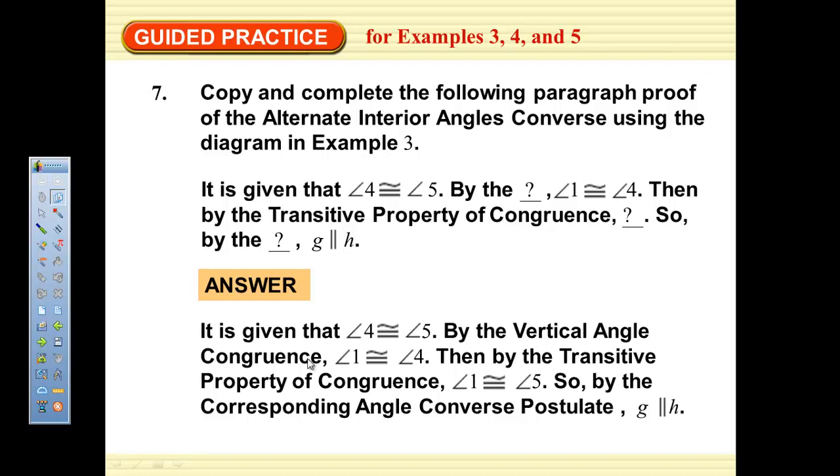So again, vertical angles give me 1 and 4. By the transitive property, 1 and 5 are congruent. And then by the corresponding angles converse postulate, the lines are parallel.